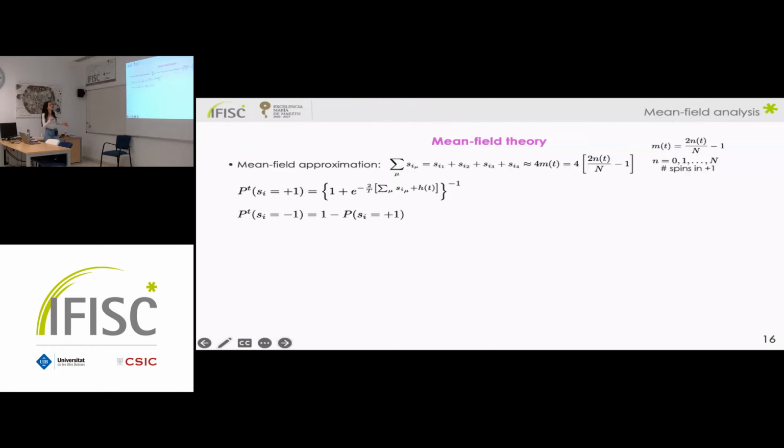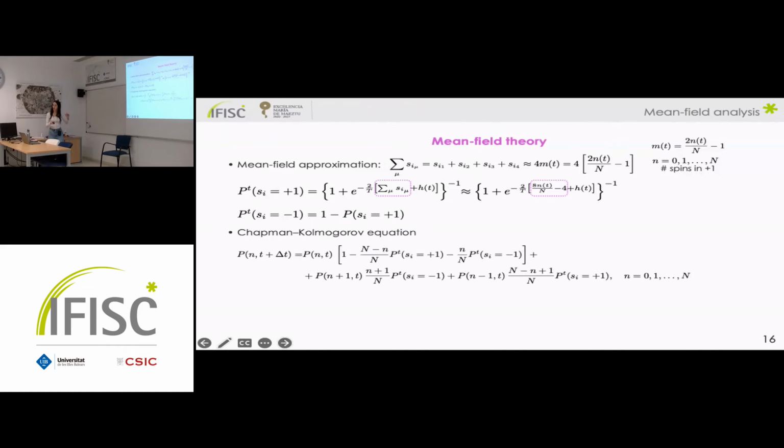So here we have the probabilities that when we select a spin I for making an update, it chooses the values +1 or -1, and in the mean field approximation, we approximate this probability here that contains this sum, we approximate it in this way. Okay, so we have this information here, and then on the other hand, we can write the Chapman-Kolmogorov equation for the time evolution of the probability distribution that there are n spins in a state +1. I don't want to bother you with the details of these equations, but if you have questions, you can ask, of course.